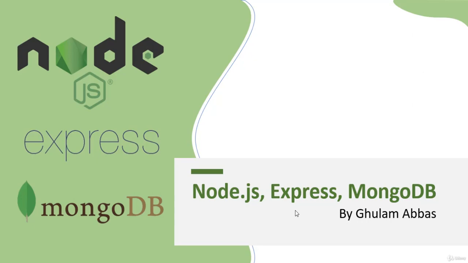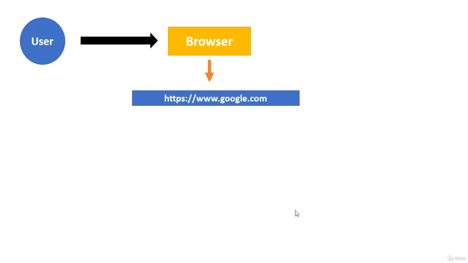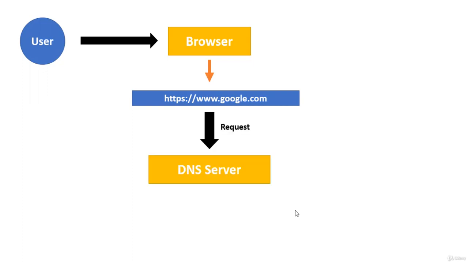So let's see. First of all, we have a user that uses the internet to get a web page or a website. First, the user opens the browser and types a URL in the browser, for example, HTTPS, which is the secure protocol, www.google.com. The user wants to get this web page on the browser screen. So when the user opens the browser, enters the URL and presses enter, a request is sent to the DNS server.